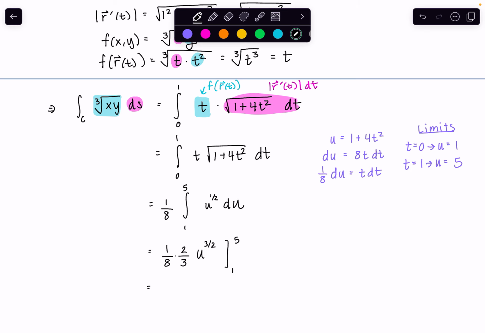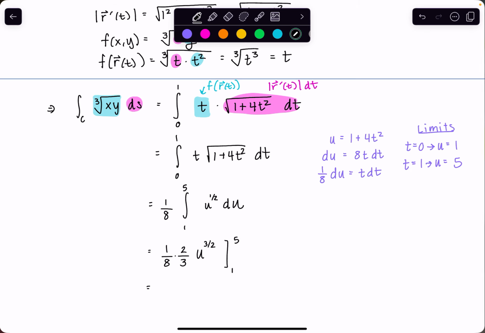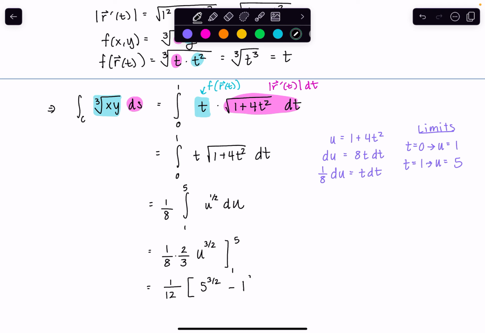And then we can clean this up a little bit. 2 over 8 simplifies to 1/4. So this becomes 1/12. Then we get 5 to the 3/2 minus 1 to the 3/2. And that is the area under this curve along y equals x squared.